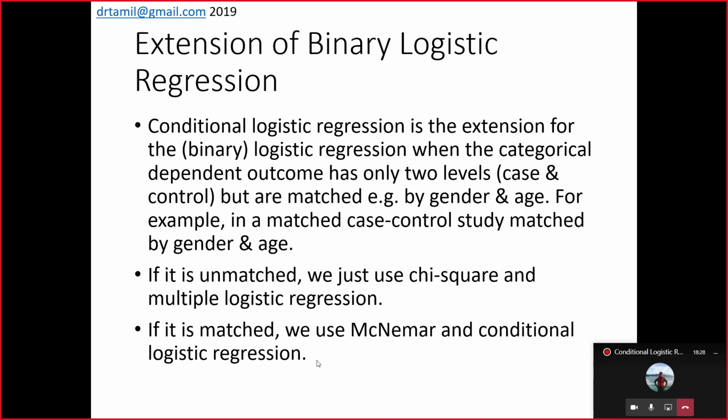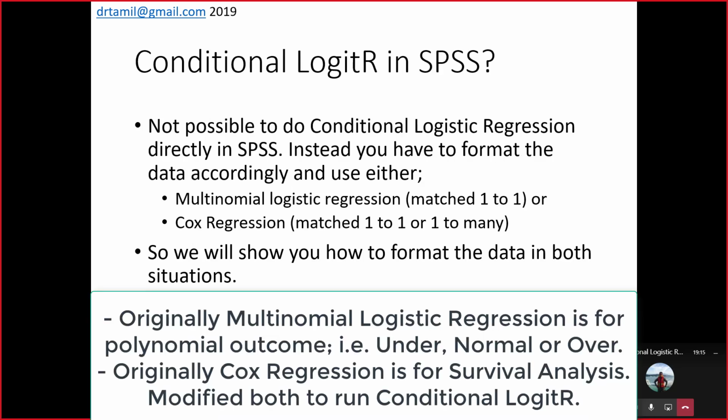So what is conditional logistic regression? It is an extension of binary logistic regression, where the outcome has only two levels, like case and control. Why case and control? Got cancer, don't have cancer, but are matched by something else. For example, they are matched by gender and age, or by race. So if it is unmatched, you just use chi-square and multiple logistic regression. If it is matched, we use McNemar and conditional logistic regression.